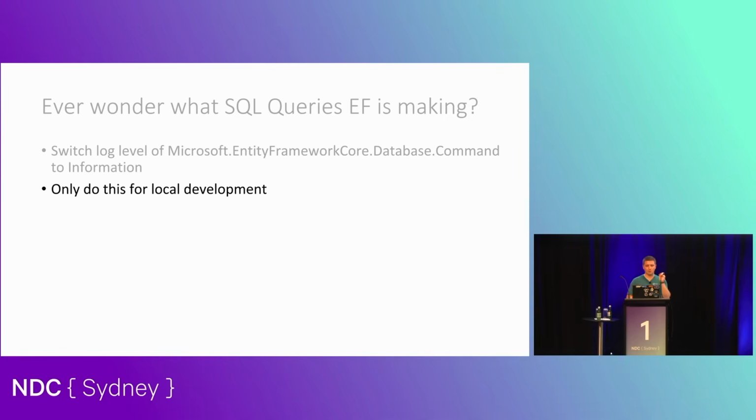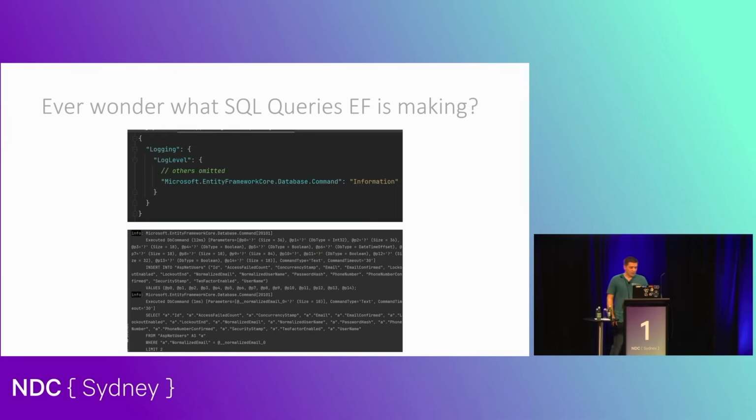Like when you hit this endpoint, it returns this, and you can see what's being generated. So what that looks like, and it's kind of hard to see, but in your appsettings.json, you just do Logging, LogLevel, and say, hey, I'm targeting this particular namespace, Microsoft.EntityFrameworkCore.Database.Command, to Information. And then down below here, you can see there's an insert statement and a select statement. You can actually see what SQL queries get generated.